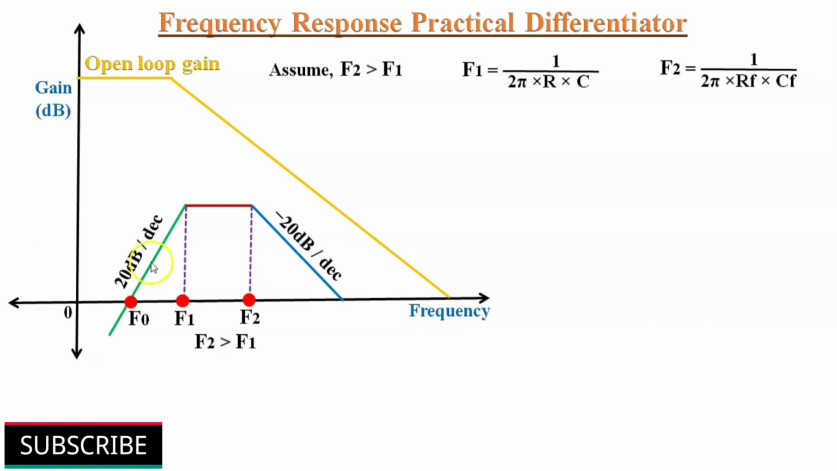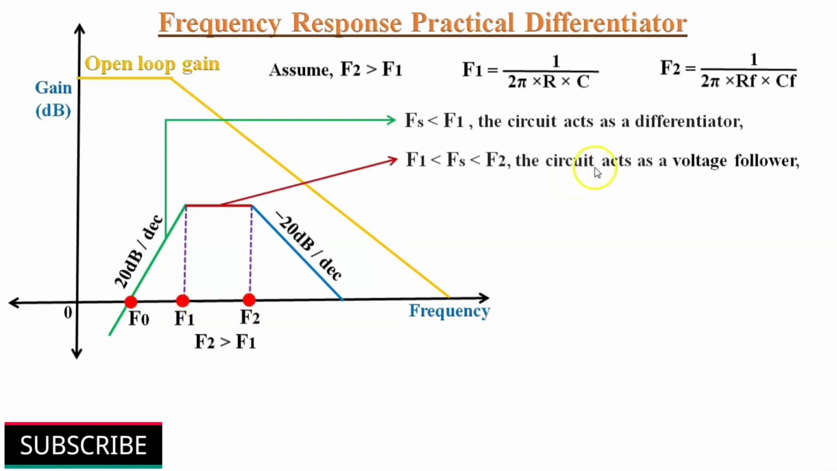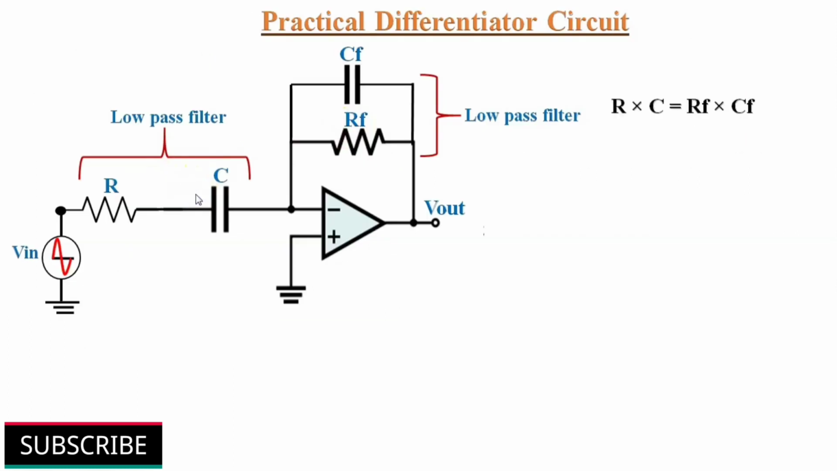So we can say that if the input signal frequency is less than cutoff frequency F1, the circuit acts like a differentiator. If the input signal frequency is between F1 and F2, the circuit acts like a voltage follower or buffer. And if the input signal frequency is greater than the cutoff frequency F2, the circuit acts as an integrator. Suppose both the input and feedback resistor and capacitor values are equal, then both the cutoff frequencies F1 and F2 become equal. Let us say it is FA.